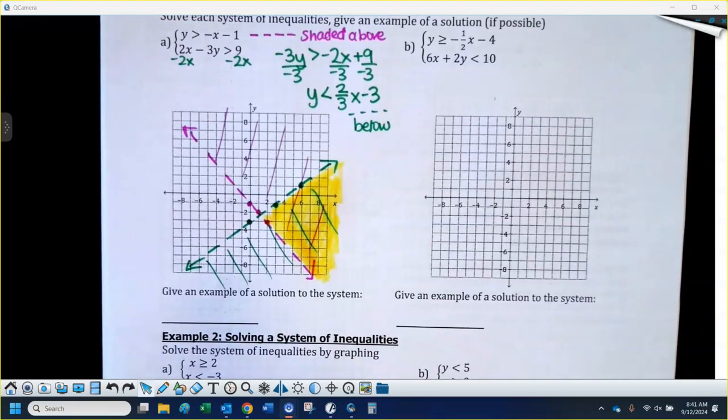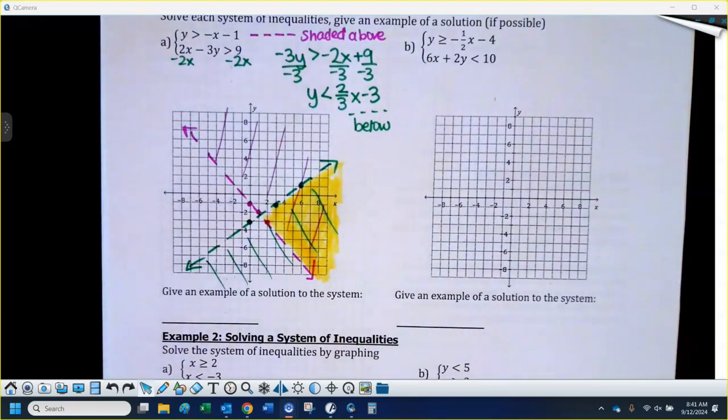So if I say to you, could you give me an example of a solution to this system? What would you look for to tell me that? Or what could be an example of that? Exactly. We could all have a different answer to this question that would be correct.